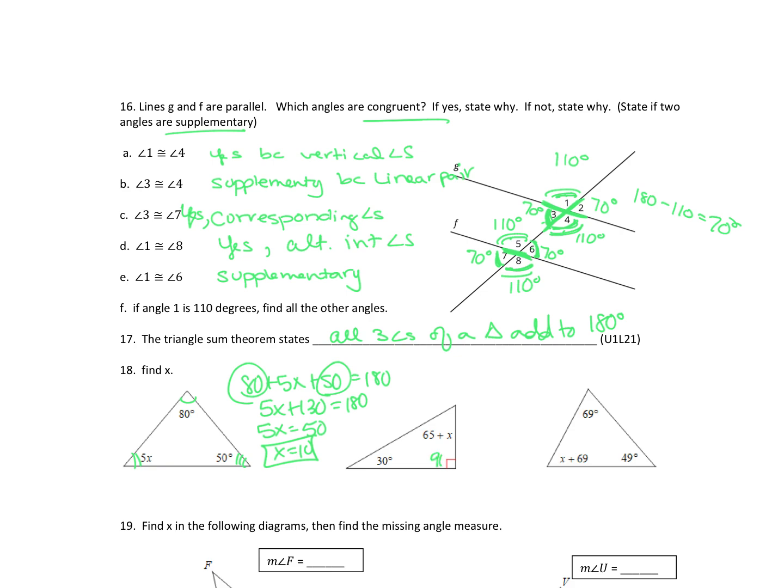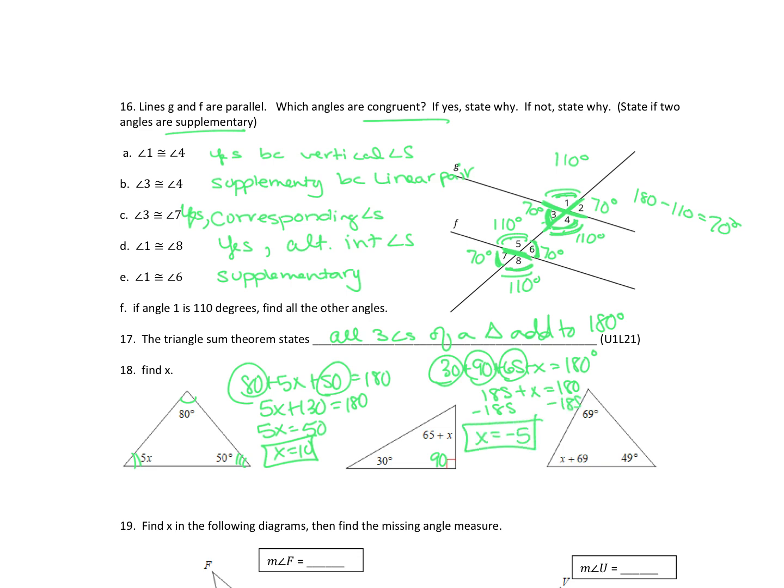This is 90 degrees, and again, I have three angles that should add up to 180. So 30 plus 90 plus 65 plus x all should add up to 180 degrees. And so I have 30, 90, 65. Let's add those up together. And this is 185 plus x equals 180. I'm going to subtract 185 from both sides. I'm getting x equals -5.